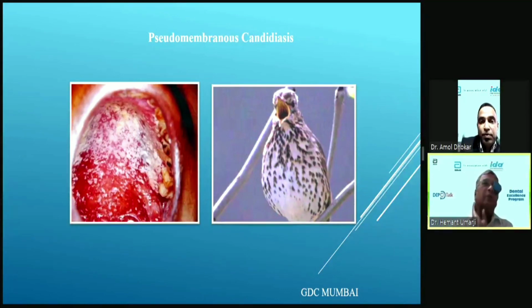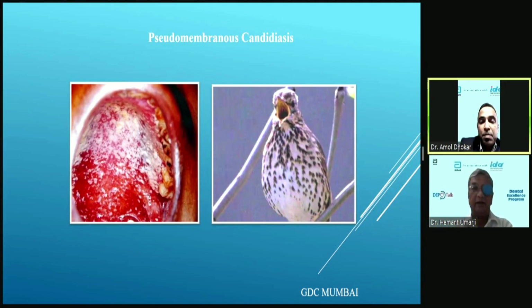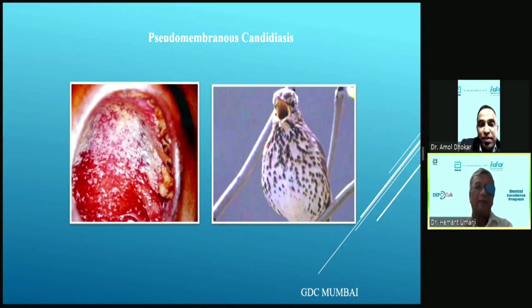And also palpate for the lymph nodes. If the tongue or floor of the mouth is involved, look for the lymph nodes. If lymph nodes are palpable, all the more reason to suspect that there may be something wrong. So with malignancies, follow up is a must. Follow up is a must in such cases. Yes, sir. Now we come to the white lesions.